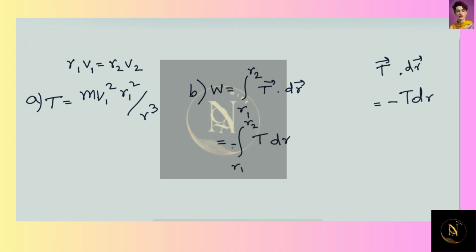Now what we can do here is get rid of this negative sign, and if we do so, our limits will switch. So r1 will become r2 and r2 will become r1. So this is going to be r2 and this will be r1. Now we can use the expression of tension and plug it here, and we see that this is the integral from r2 to r1 of m v1 squared r1 squared by r cubed dr.